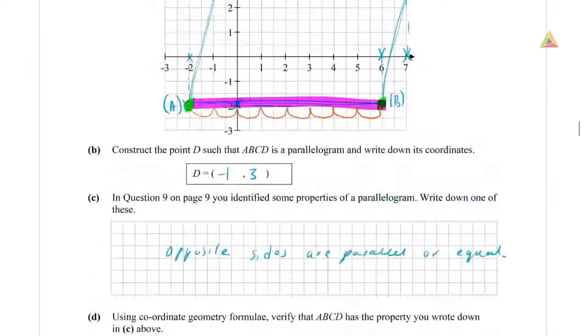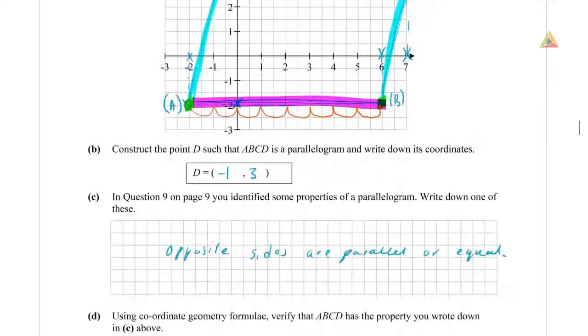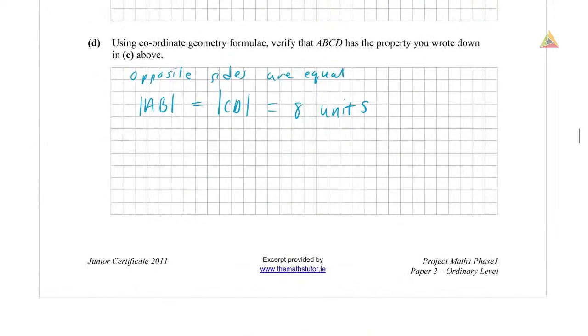Now we also need to figure out the other two sides. The other two sides that should be equal are AD, which is this side here, and CB, which is this side here. Now we're going to need to use the formula to solve that question, so we'll write out what each point is first.